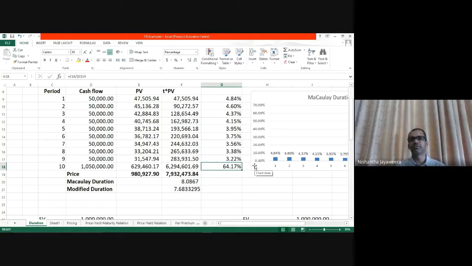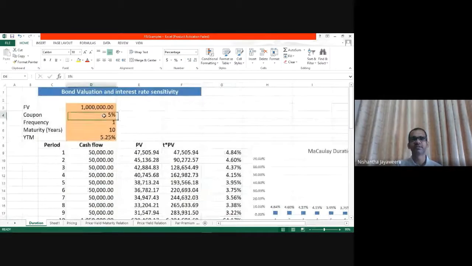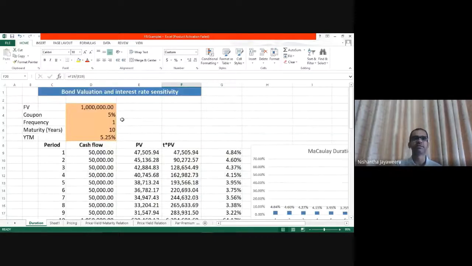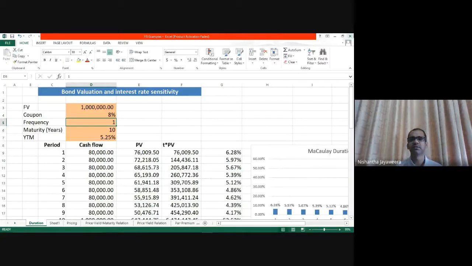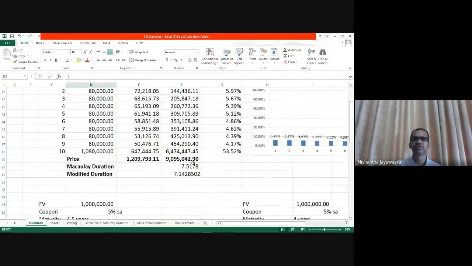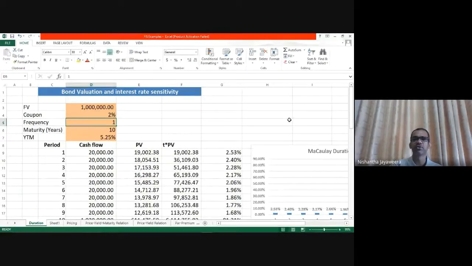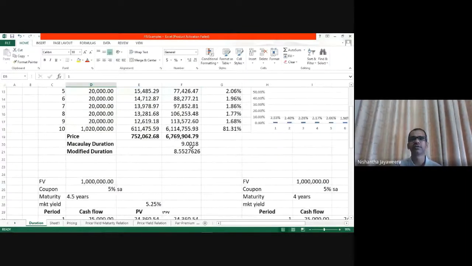So what we can see here is that when the coupon increases, the duration decreases. If we increase the coupon to 8%, you can see the Macaulay duration decreases to 7.5. If I put it here at 2%, it will go closer to 9.